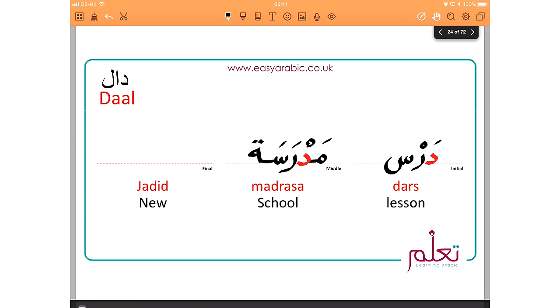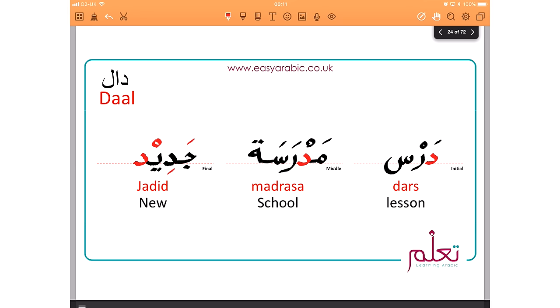So next one is Jadeed. We have a jeem, then we have a dal. I'll actually show the highlighted one at the end. Then we have the ya, and then a dal. Jadeed.